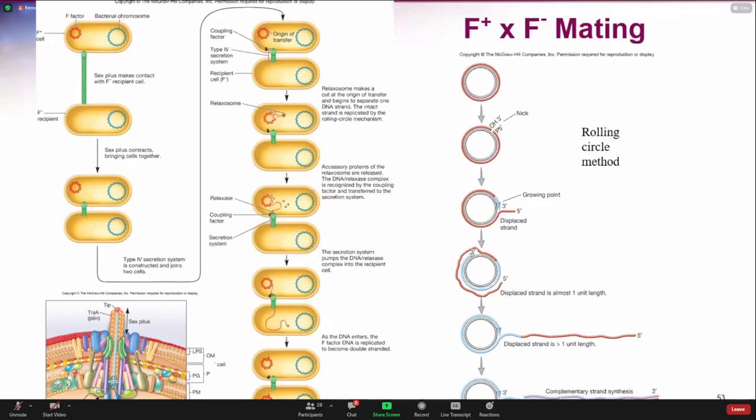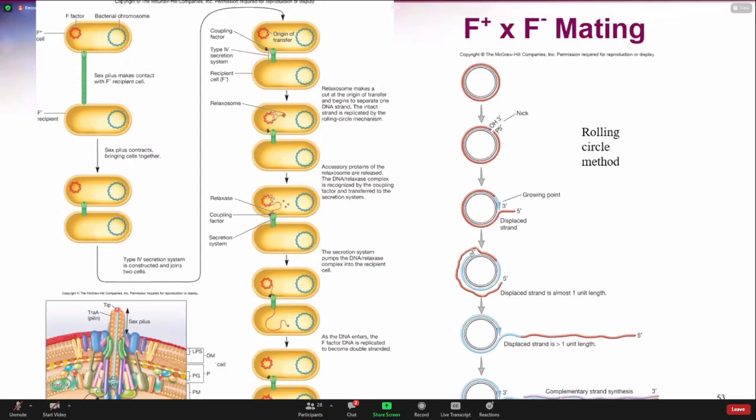So you went from one of the cells being F plus to both cells now being F plus, and both cells having this ability to conjugate. Of course, the secretory system is really complex. I'm not asking you to learn all of this, but I just want you to notice how all the different TRA proteins of the TRA operon would be involved in helping to synthesize this secretory system that goes across the two membranes in the periplasmic space and so on.